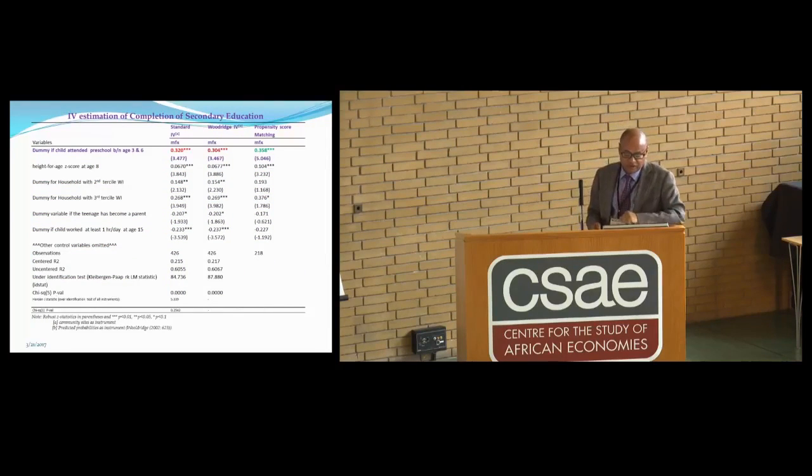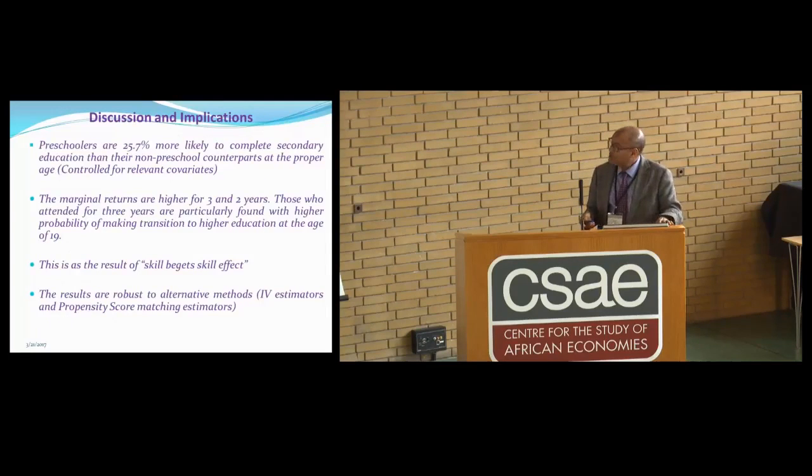So we've run the IV and propensity score, and the results are much more similar, indicating that our results are robust. So I will go to the discussion. Preschoolers are 25.7% more likely to complete secondary education than their non-preschool counterparts at the proper age. The marginal returns are higher for 3 and 2 years.